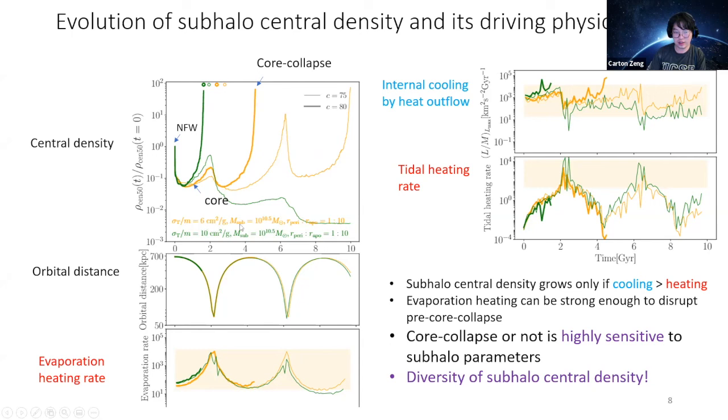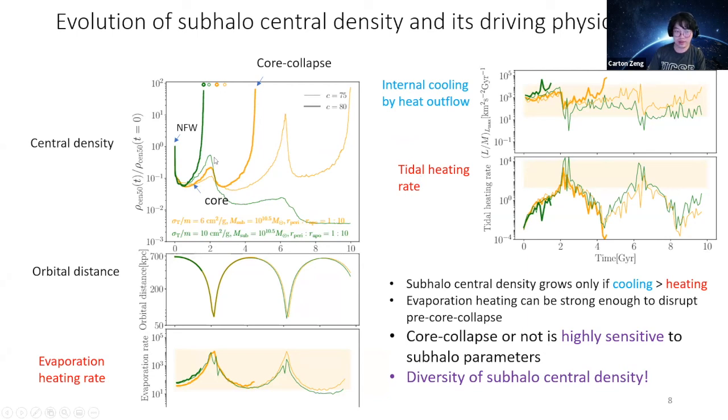Similar things happen to this pair of subhalos, but with slightly lower cross section of 6 centimeters squared per gram. The thicker line starts from NFW, has core formation, tries to core collapse, is disrupted, but it's not forever destroyed, so it has a second chance to come back later and finally core collapses. A similar scenario applies to this C equals 75 orange line. It's just that it has to experience 2 ups and downs before it eventually core collapses.